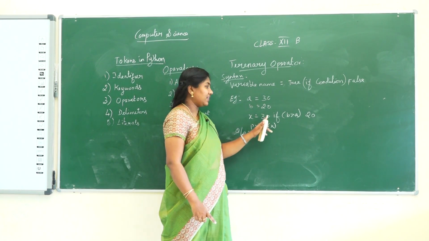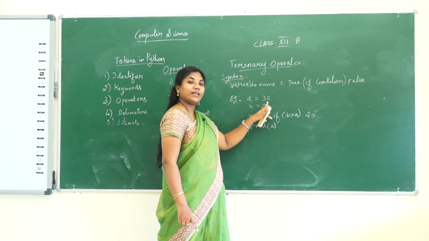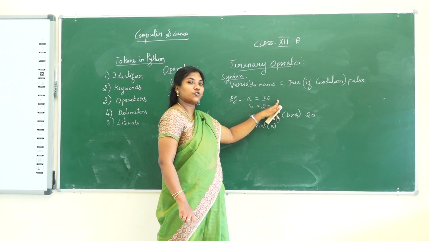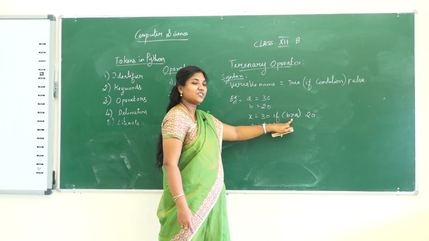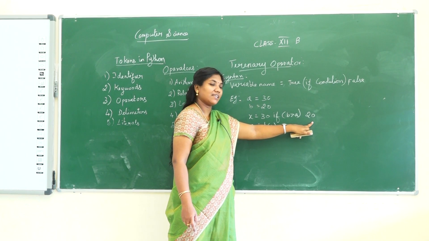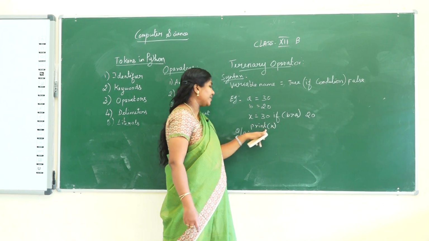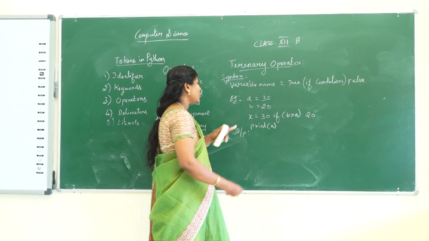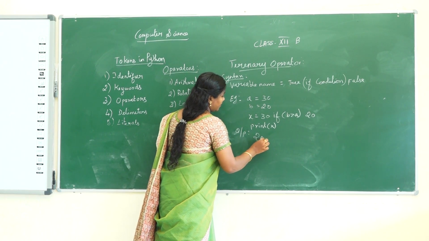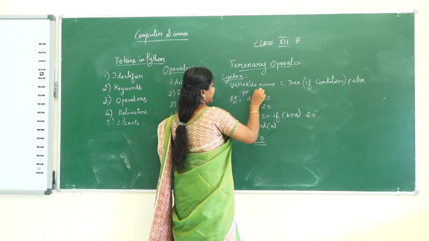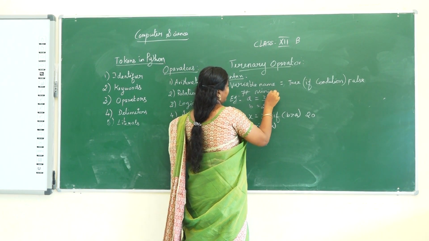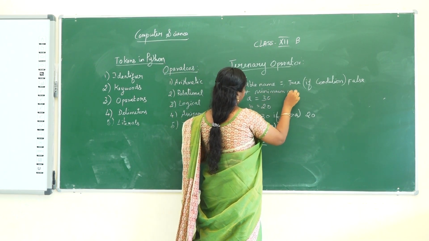What is the value of a? The value of a is 30. So, 20 greater than 30, whether the condition is true or false? The condition is false. So, if false means which part will be displayed? The second part will be displayed. Okay. So, print of x means x is equal to 20. So, the output will be 20. So, suppose this may be the program for calculating the minimum of two numbers. Okay.